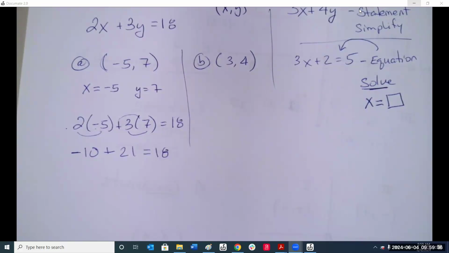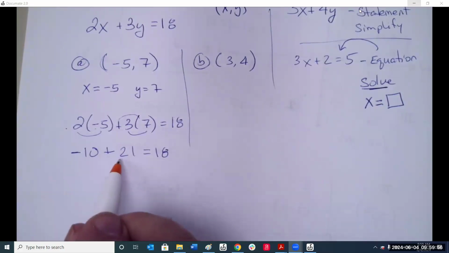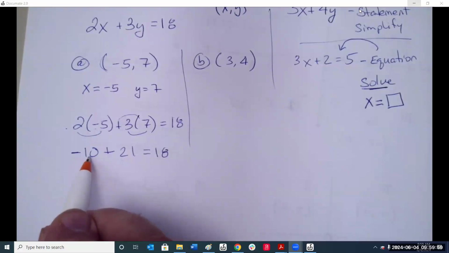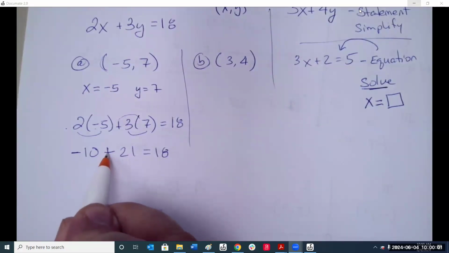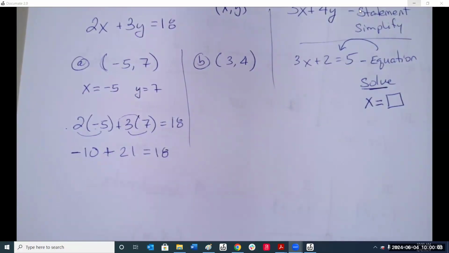This is where more troubles occur. Normally the first thing you do is pop out your calculator and start typing the stuff in there, but you don't have to. Elementary school kids do this. Is the answer going to be positive or negative? Why? Because 21 is bigger than 10. 21 is positive, so the answer is going to be positive.